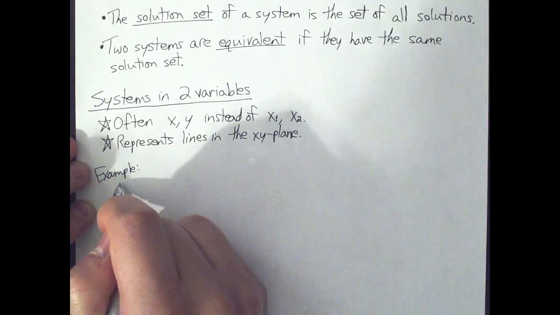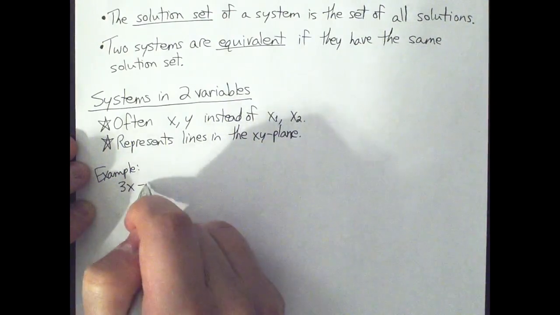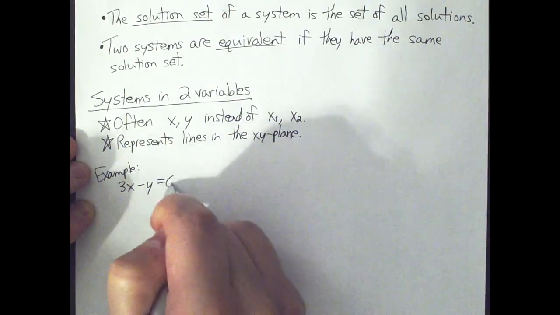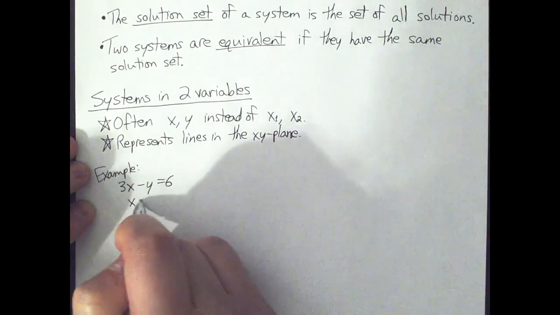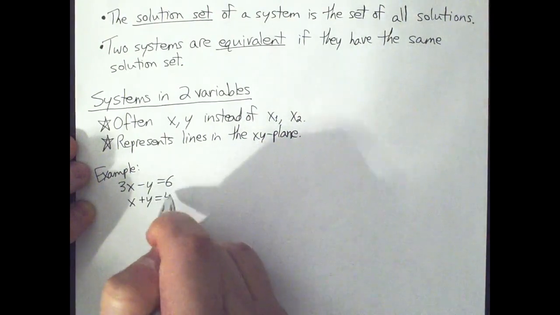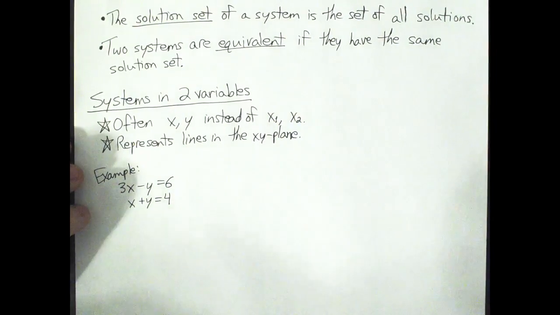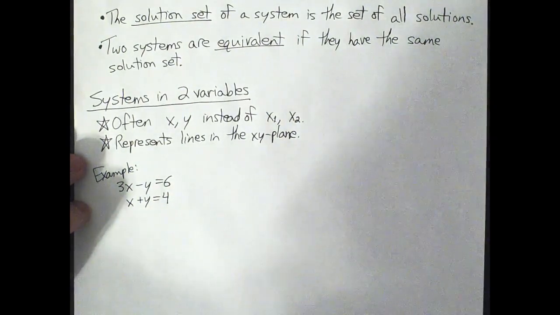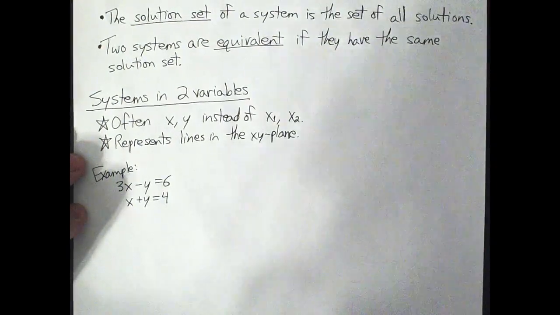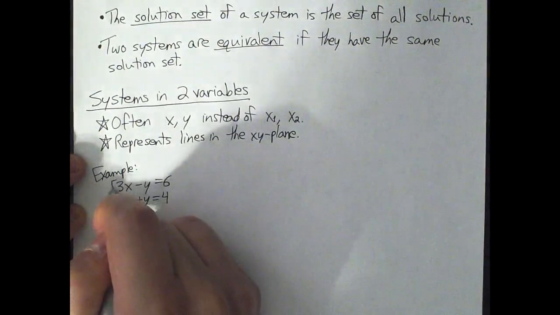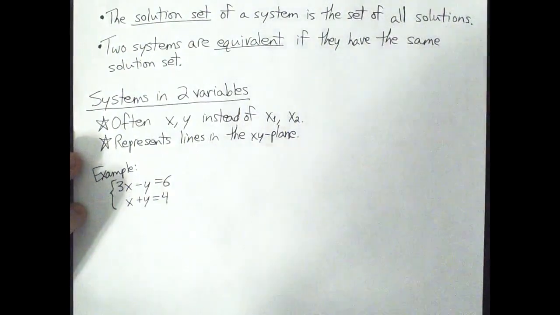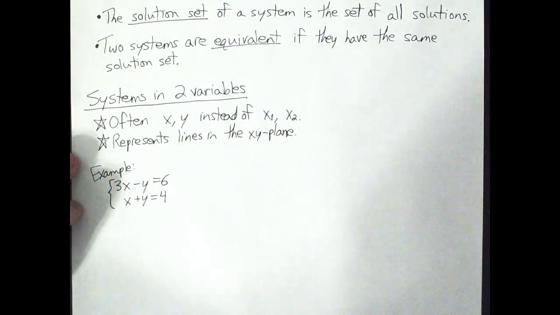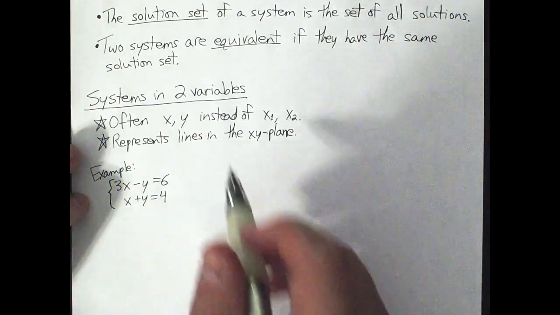All right, example, system. 3x minus y equals 6. x plus y equals 4. This is a group of equations that I would like to have satisfied simultaneously. In order to group them together as a system, we often put a little squiggly bracket to the left of them. That indicates that they are grouped together as a system. So we often write the bracket.